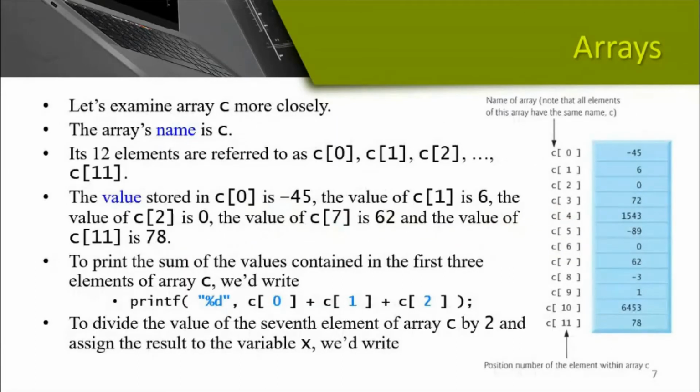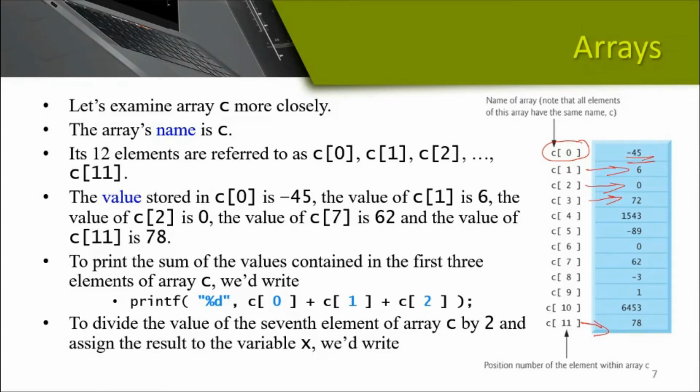So now let us see the array C more closely. The array's name is C, that we have already seen. The 12 elements are referred to as C0, C1, C2, up to C11. The value stored in C0 is minus 45, and C1 is 6, C2 is 0, C3 is 72, etc. And finally, C11 is 78.